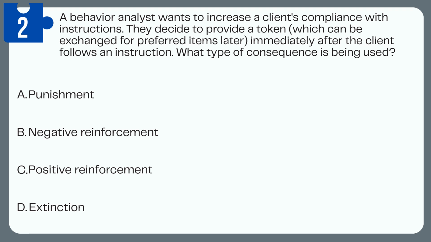Question 2. A behavior analyst wants to increase a client's compliance with instructions. They decide to provide a token, which can be exchanged for preferred items later, immediately after the client follows an instruction. What type of consequence is being used? A. Punishment. B. Negative reinforcement. C. Positive reinforcement. D. Extinction.